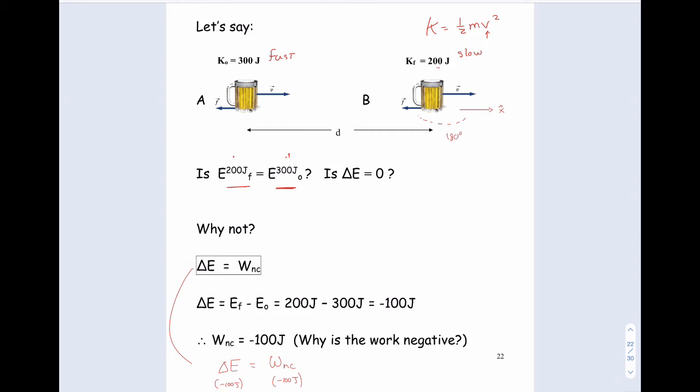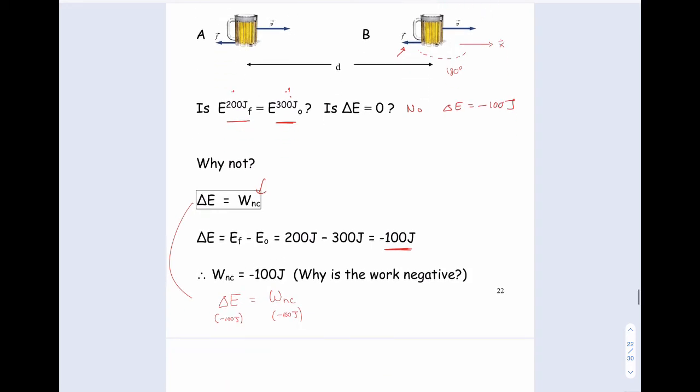So did the energy change? Yes, the energy changed. It decreased by 100 joules, went from 300 to 200. So is the change in energy 0? No. Change in energy is minus 100 joules. That's because there was a non-conservative friction force, that one right there, that did work. So the change in energy is minus 100 joules.